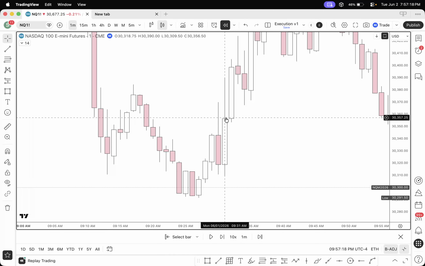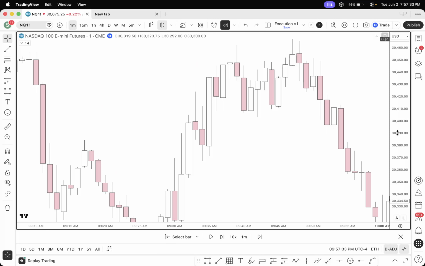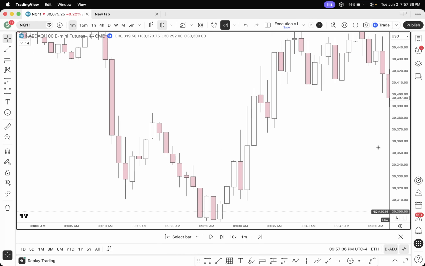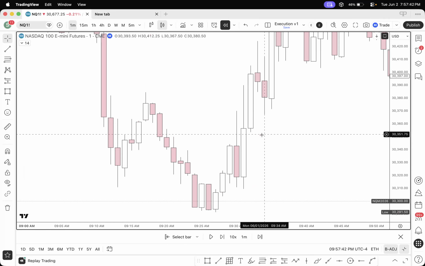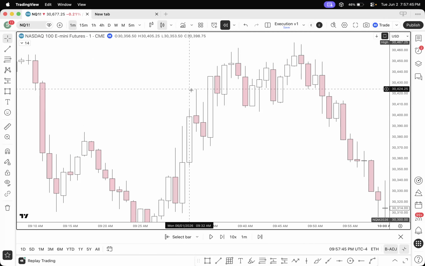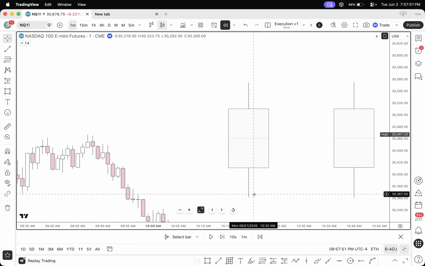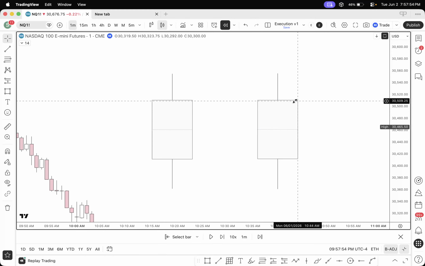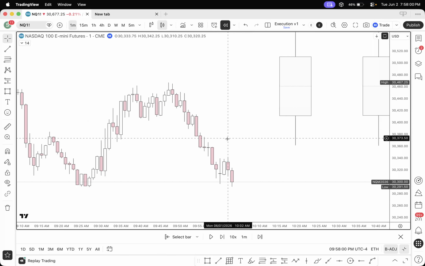The order of where it goes in terms of the wick is kind of random. It just depends on who's in control, either buyers or sellers. The higher wick can form first or the lower wick can form first. It's just different all the time. For bullish and bearish candles, you can't really predict which one is going to happen first. But just go through it. Mark out open, high, low, close: the opening price, the high, the low, and the close. For this one, the open, the high, the low, the close. Just mark that out and understand what's going on.